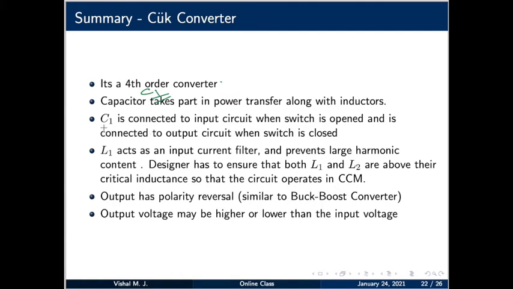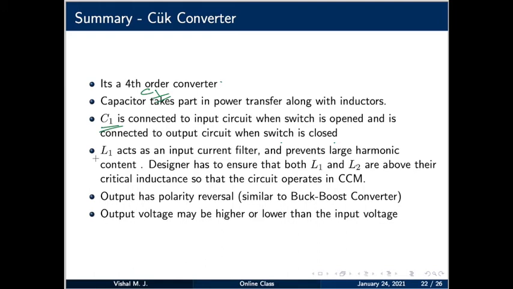The capacitor C1 is connected to the input circuit when the switch is opened and is connected to the output circuit when the switch is closed, which means sometimes it is connected to the source where it gets charged, and for the remaining portion of the switching cycle, it is connected to the load, wherein the charge is given to the load. So, the capacitor is charged, then discharged, charged, discharged again. Thus, this cycle repeats.